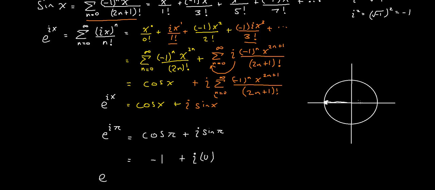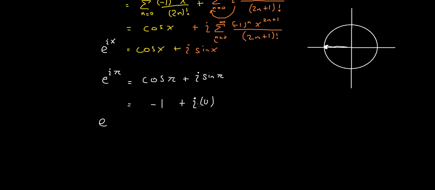So e to the power of i pi is actually equal to -1. And that's an interesting proof you can do knowing some simple concepts in series expansions of functions.